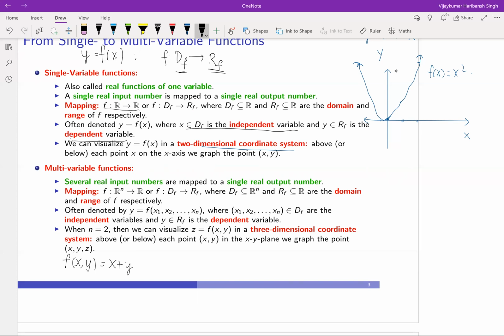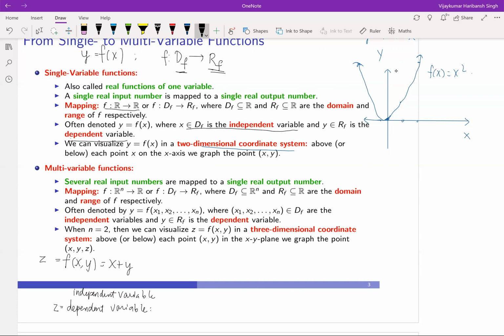So both of these are independent variables. And if you call this equal to z, then z becomes what? Dependent variable. Okay. So there is no reason why we can only have two, we can have many. So the idea is several real inputs are mapped to a single real output number. So this is a function of many variables.